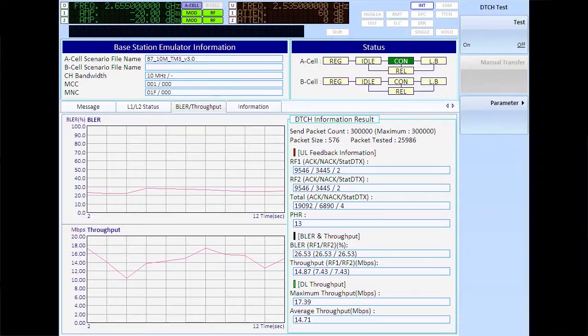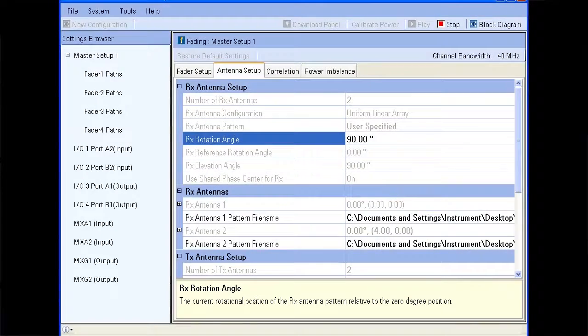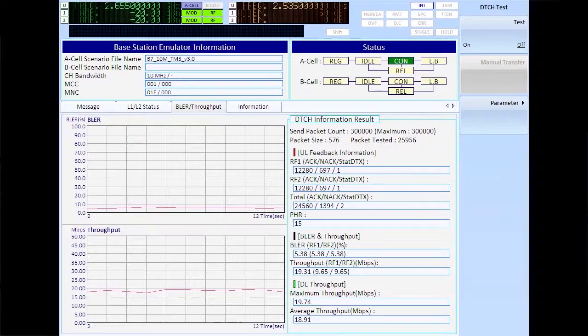The data rate we just measured was for 0 degrees. Now on the PXB, we can rotate the antenna pattern to simulate rotating your device inside an anechoic chamber. We will rotate the antenna pattern to 90 degrees and run the throughput test again. You can see an improvement in throughput, which is what we expect based on our antenna pattern that has a higher gain at 90 degrees.